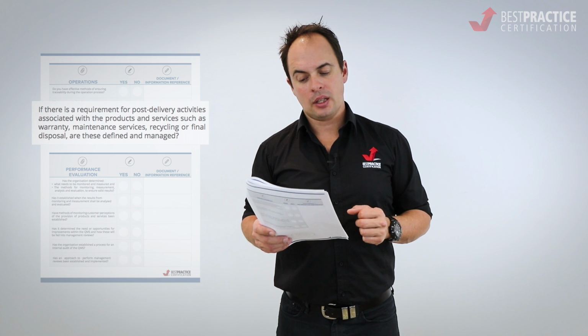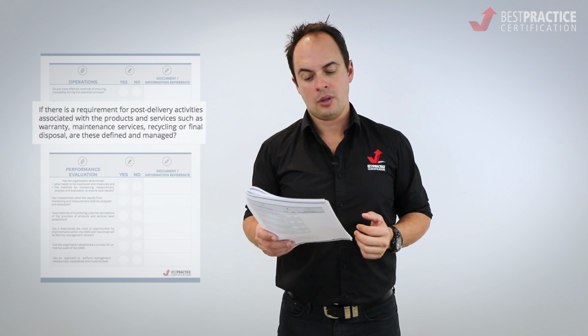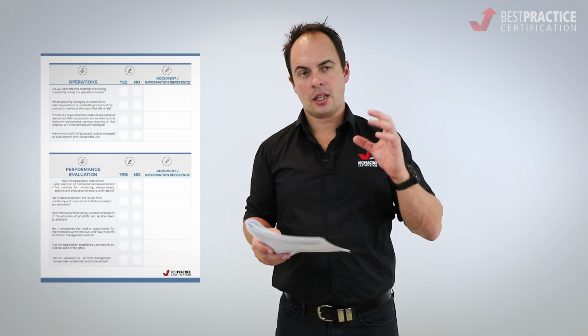Is there a requirement for post-delivery activities associated with products and services such as warranty, maintenance services, recycling, final disposal, and are these defined and managed? So start thinking about the life cycle analysis. So we're starting to look at what do we need to do. Now, importantly here in Australia, packaging of IT, like all the cameras we're using, all of the packaging that goes with all of this IT equipment and all of the technology that we use here at Best Practice, it's got to be recyclable. There's a thing here in Australia called the National Packaging Covenant. So there is a requirement for post-delivery activities. Any packaging that goes to a consumer needs to be able to be recycled. Cardboard, plastic, foam, all of those sorts of things.